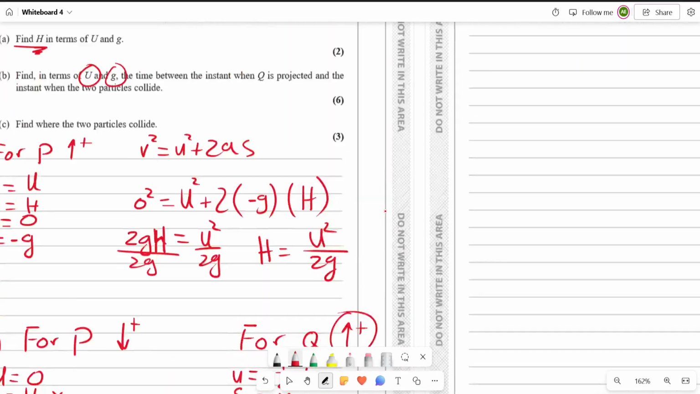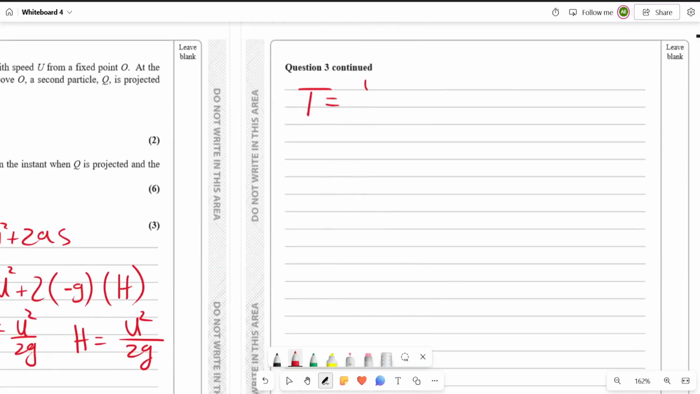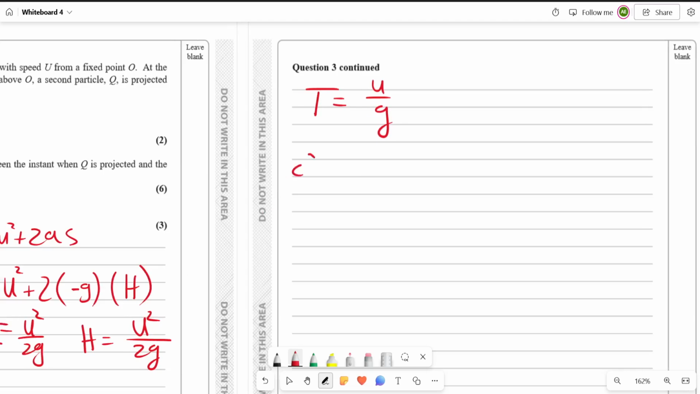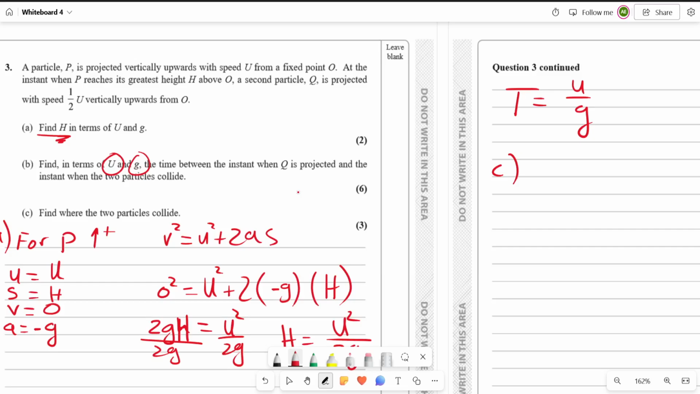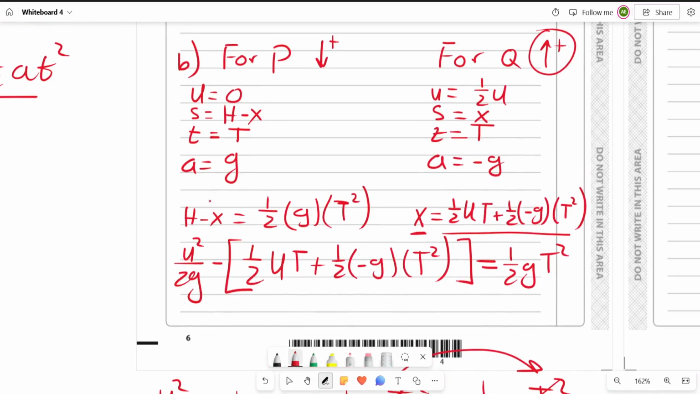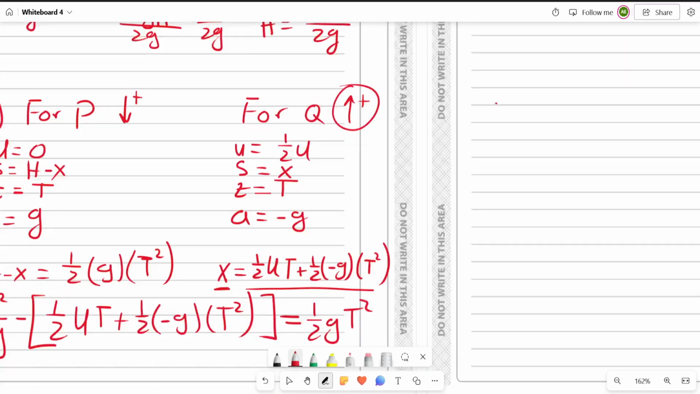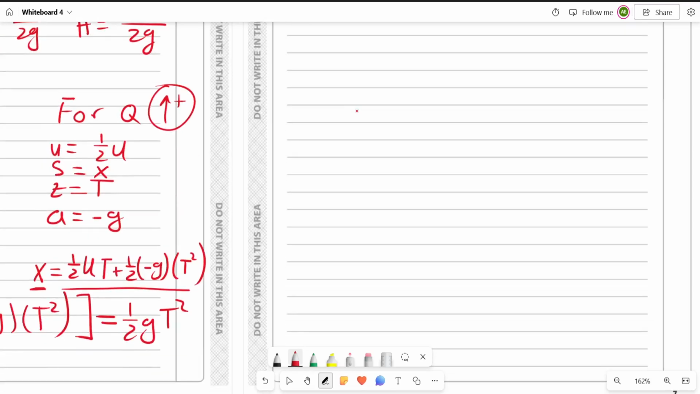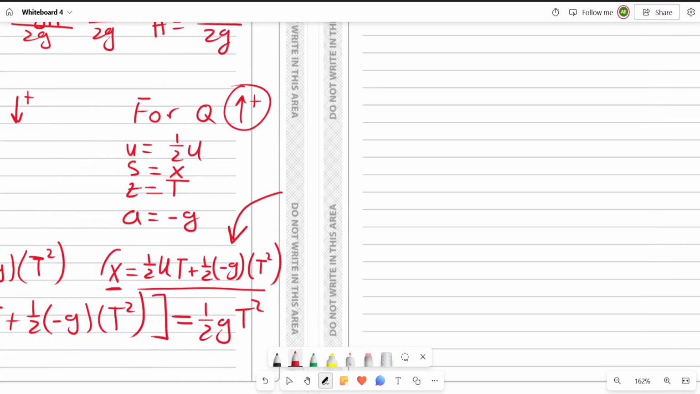So let's keep in mind that time t was equal to u over g, and let's read part C and try to find. Okay, so C wants us to find where the two particles collide. So where means what distance or what location. So we need to find the distance. So if we found x, it's going to help us determine where the two particles are going to collide. So over here, we had two equations, okay? And then we equated them to each other. We eliminated x. So now since we have t, we can substitute our t into this equation to get our x.